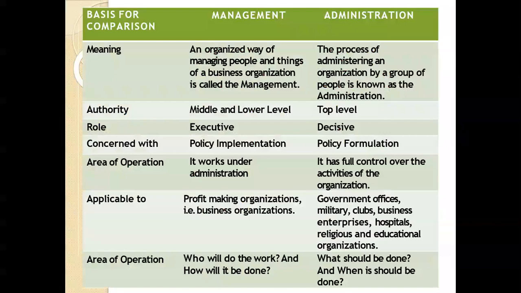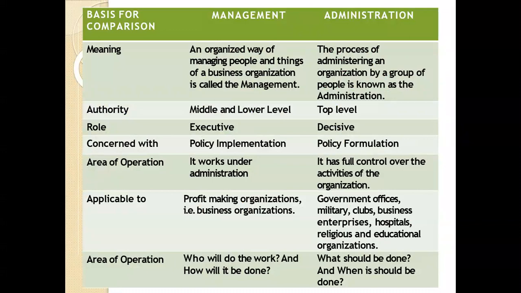So one by one, coming to the meaning: management is an organized way of managing the people and things in a business organization. Whereas administration is the process of administering an organization by a group of people. Coming to the authority, management is middle and lower level, whereas administration is top level. The role of management is executive and the role of administration is decisive. Management is concerned with policy implementation, administration with policy formulation.